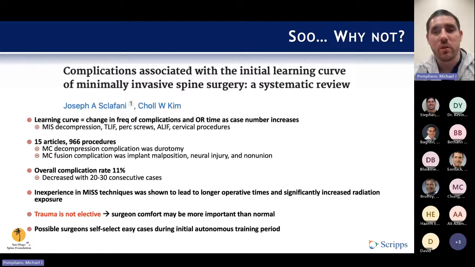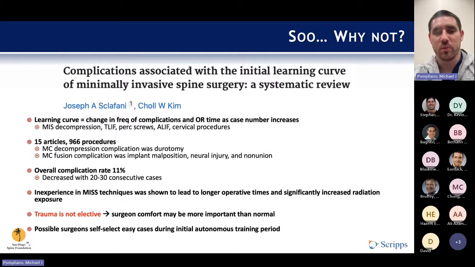So this is looking at the learning curve that we talked about. Essentially, the definition as used in this paper was the change in frequency of complications in OR time with increasing case number. Their systematic review, those were two kind of key variables that were frequently reported in different studies. They found 5 surgeries were commonly reported, so that's what they used for their analysis: MIS decompression, TLIF, percutaneous screws, ALIF, and cervical procedures, so ACDF, ACDR. 15 articles, almost 1,000 procedures.